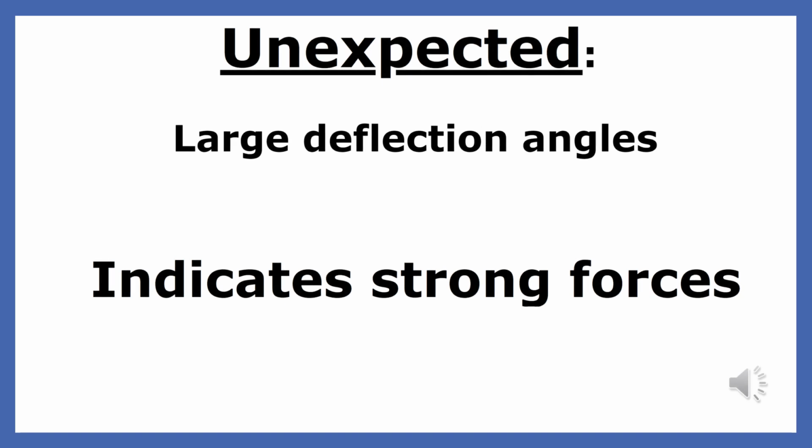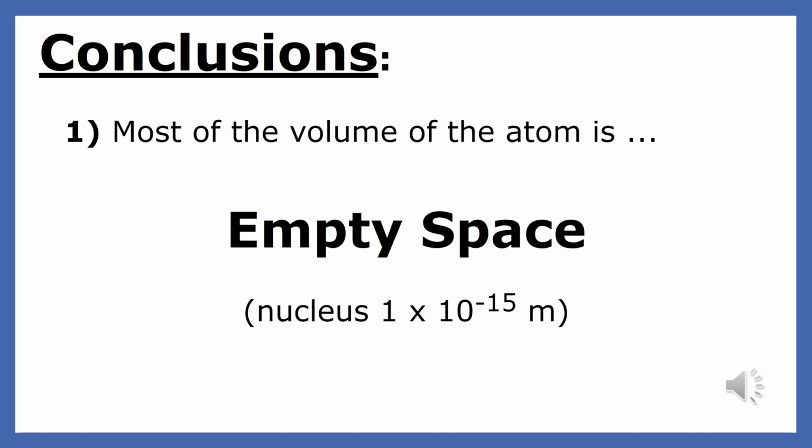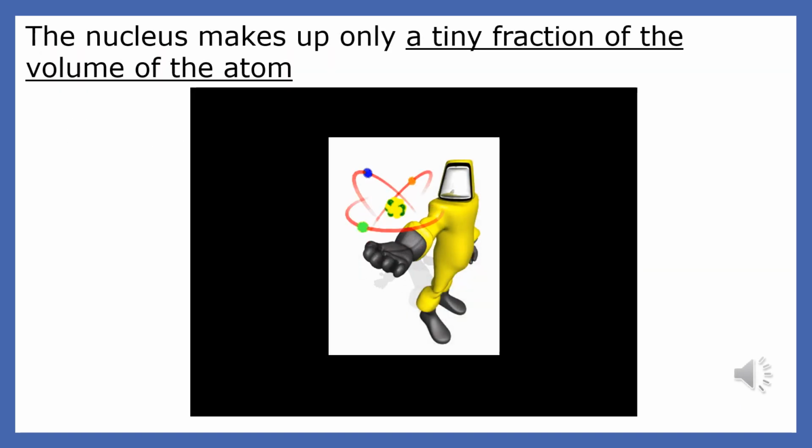Rutherford wrote that he was shocked at the large scattering angles. Only a very strong positively charged object could cause the alpha particle to deflect at these huge angles. Rutherford concluded that the only explanation for the fact that most of the alpha particles passed straight through the gold foil was because most of the volume of the atom was made of empty space. The nucleus makes up only a tiny fraction of the volume of the atom.